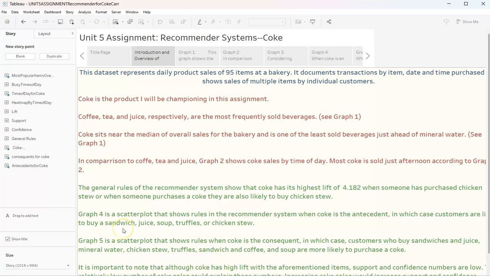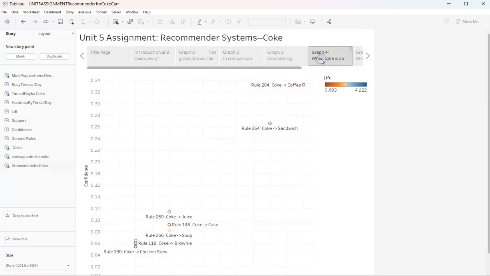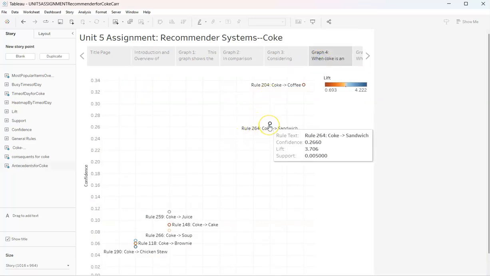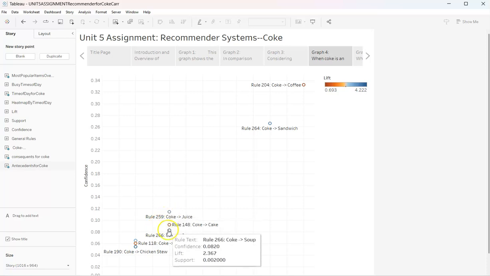Graph 3 is a scatter plot that shows rules in the recommender system when Coke is the antecedent, in which case customers are likely to buy a sandwich, juice, soup, truffles, or chicken stew. That would be here, juice, soup, or chicken stew.